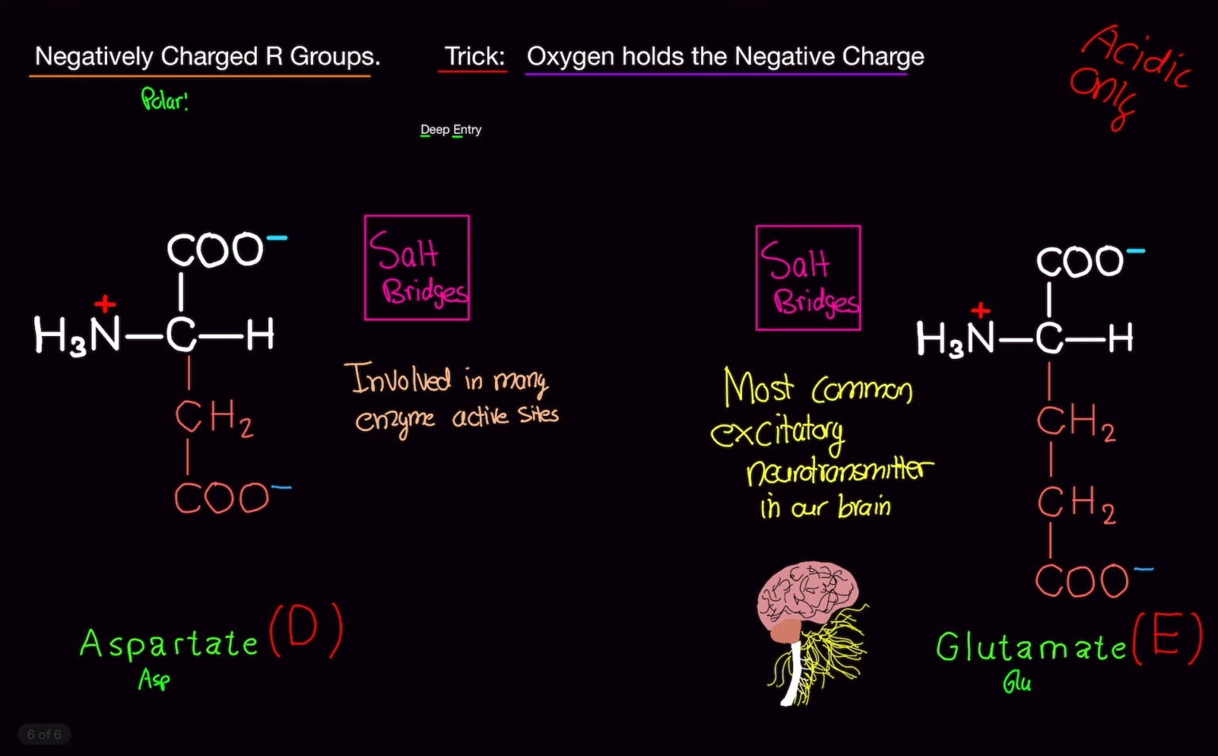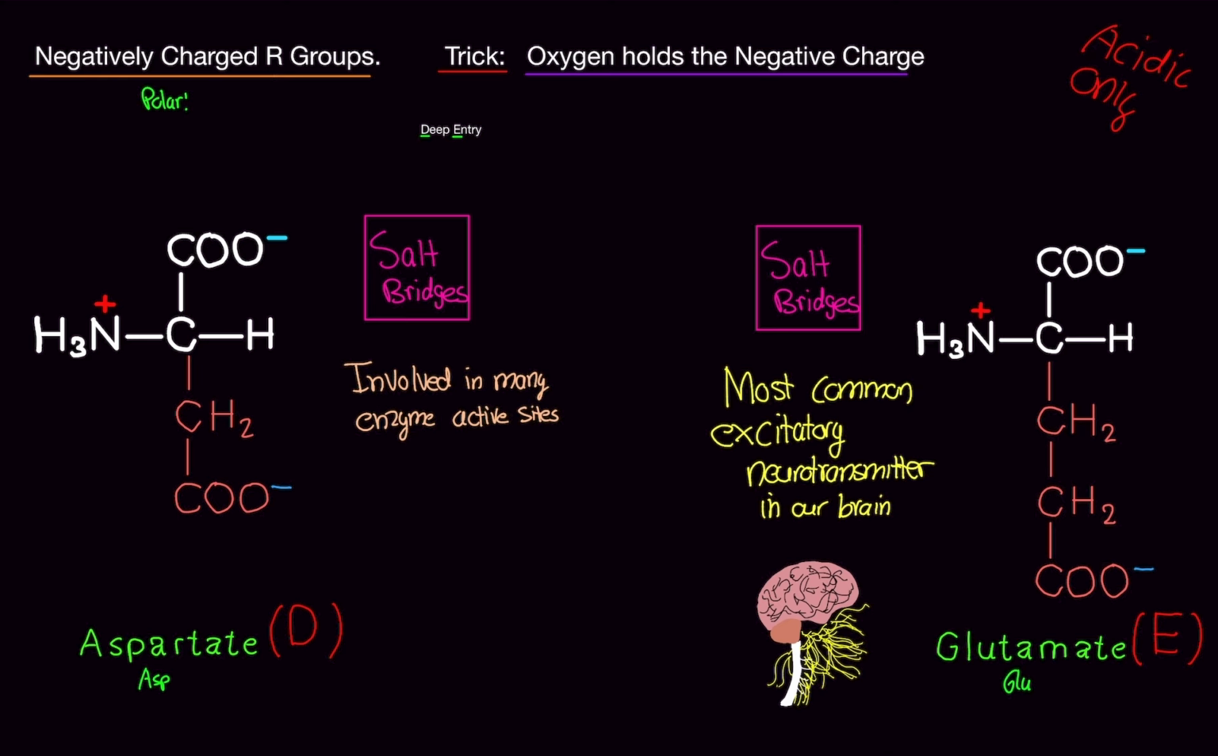Lastly, let's do the negatively charged R groups. The trick is the oxygen holds the negative charge. There are no amino groups here, only carboxylate. And that's what holds the charges here, both of them. They're both acidic and both polar. Okay, aspartate. Involved in many enzymatic active sites. That's basically it.